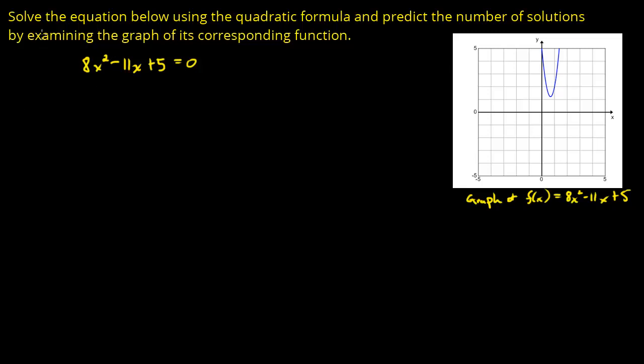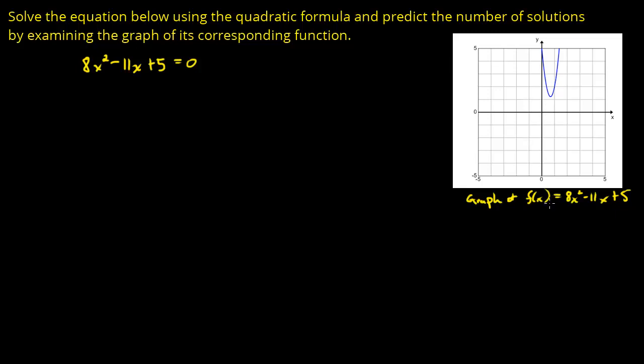Hi, in this video we look at how to solve the quadratic equation using the quadratic formula, and we're going to predict the number of solutions to this equation by looking at its corresponding quadratic function. So here I've got the graph of f of x is equal to 8x squared minus 11x plus 5. You'll notice that this graph does not cross the x-axis at all. That is, when f is equal to 0, we don't have any x-intercepts.